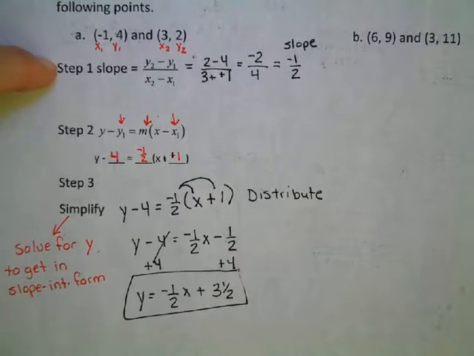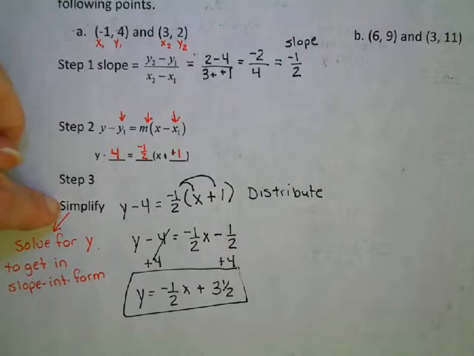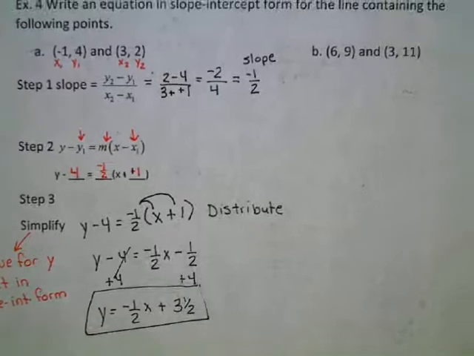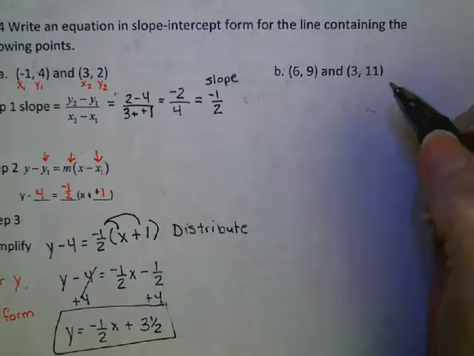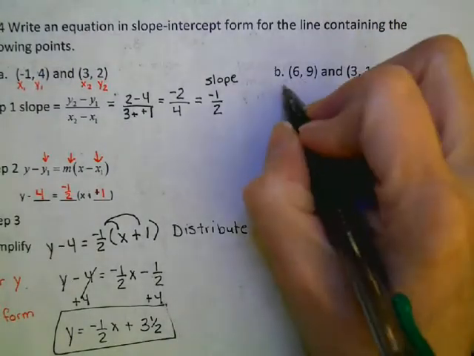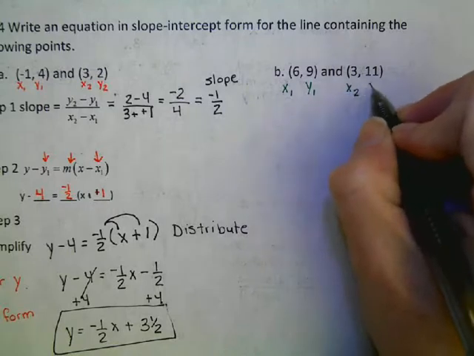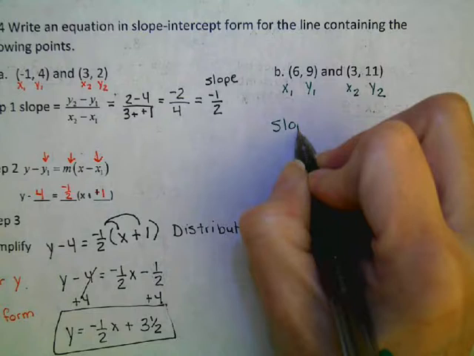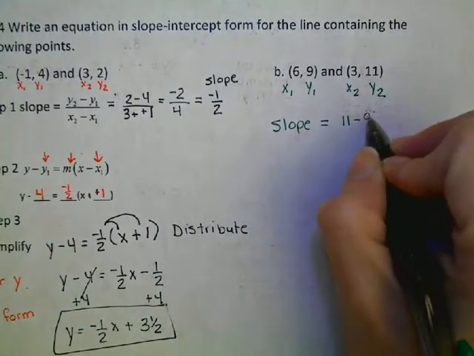Alright. Why don't you pause the video, try this one on your own, and see if you understand how to find slope. Can you plug it in point-slope form? And can you simplify it to get y by itself, so it looks like slope-intercept? So go ahead and pause the video to try that. Okay, I'm going to go ahead now with x1 and y1 as my first point, x2 and y2 as my second point. Step 1 says find slope.